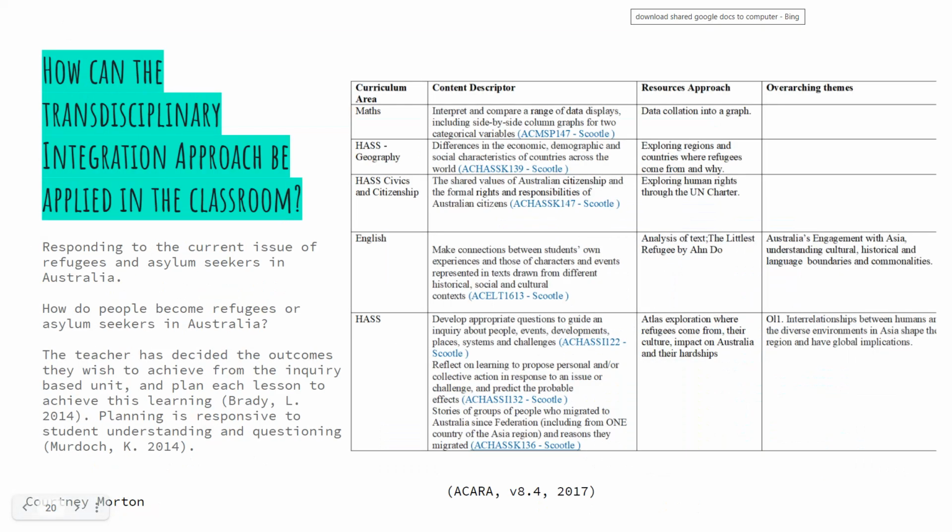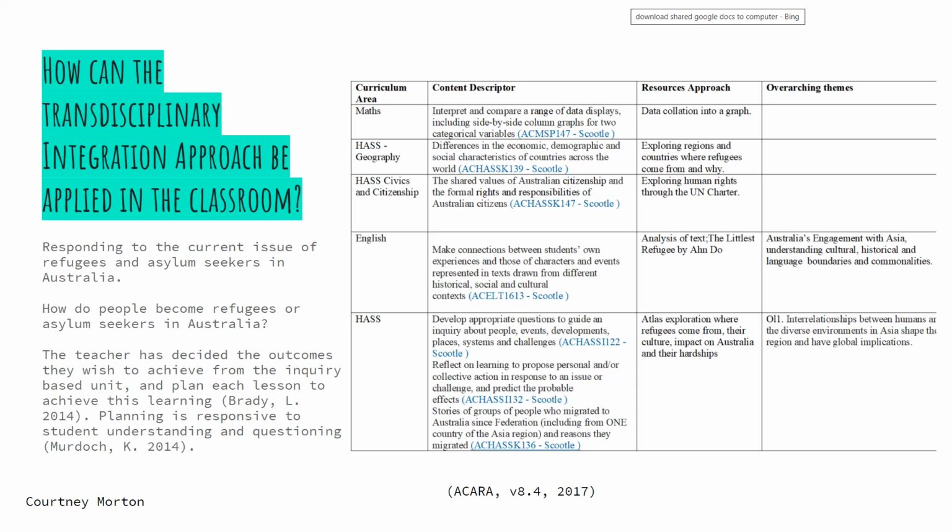Application of the transdisciplinary approach in the classroom starts with an open-ended question. Here is an example of how the current issue of how do people become refugees or asylum seekers in Australia. The teacher has decided the outcomes they wish to achieve from the inquiry-based unit and plans each lesson to achieve the skill, knowledge and understandings. Planning is responsive to student understanding and questioning.